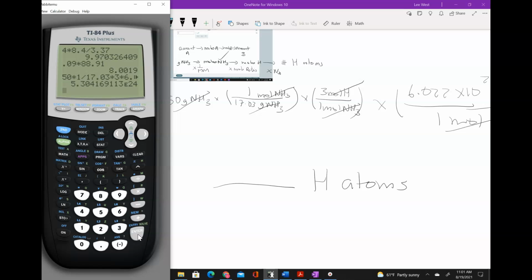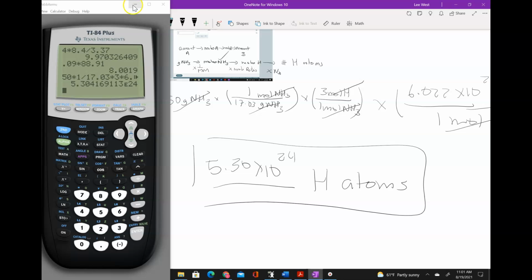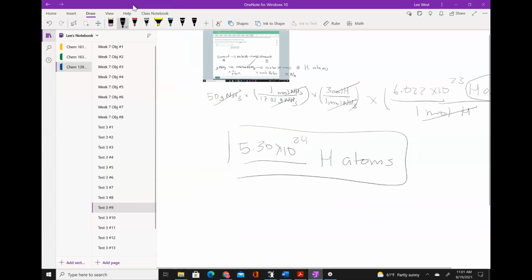We had multiple moles of ammonia. Think about it, 1 mole is 17 grams, so we had about 3 moles of ammonia. So we should have had about 9 moles of hydrogen atoms, which we do. So 5.30 times 10 to the 24 hydrogen atoms, right? So that's what we've got there.